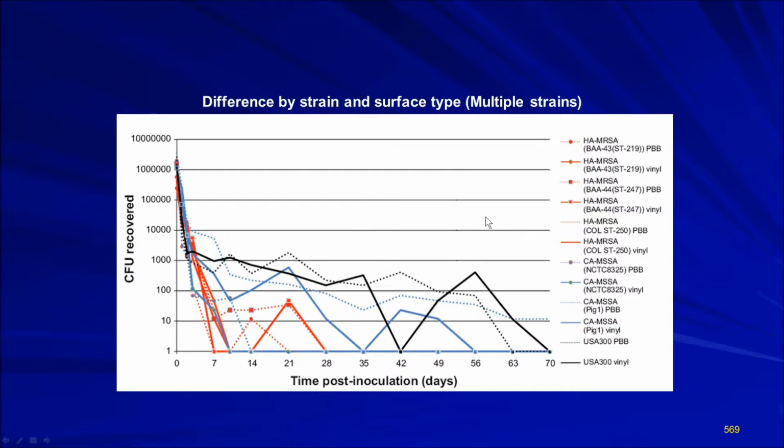So we can see over here on the right-hand side, we have strain 219 of MRSA, we see strain 247, and we see strain 250. And we still see a great deal of variation in how long these survive on surfaces, either by the strain or by the type of surface that they're on. And I just show this graph to show you that there's a great deal of variation in all these bacteria, the strains, and how long they survive on surfaces.